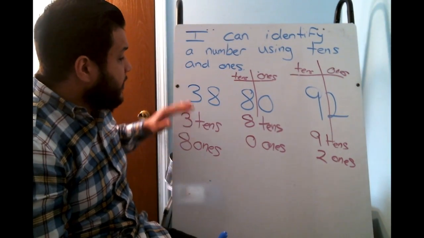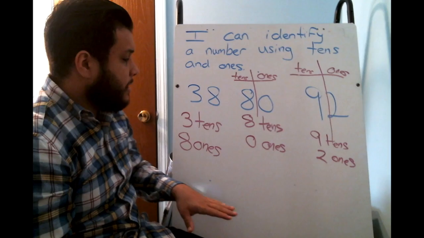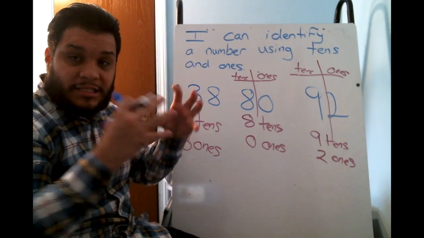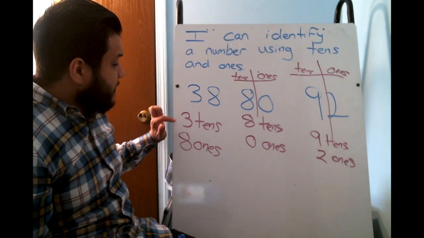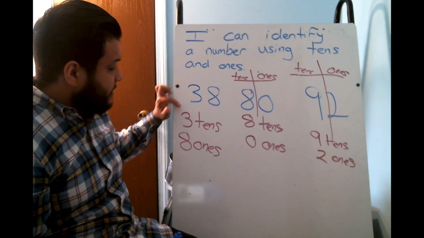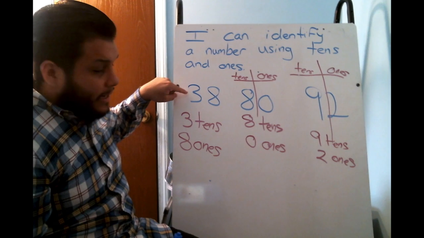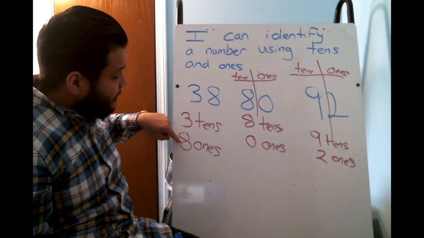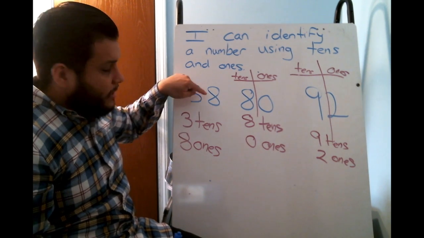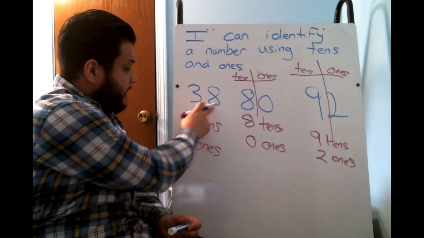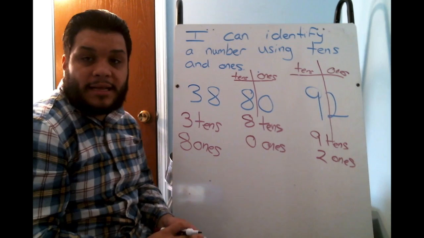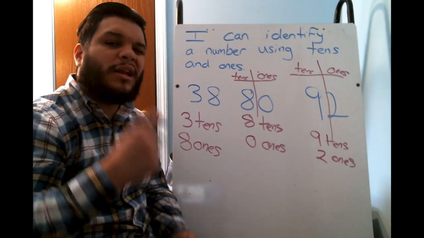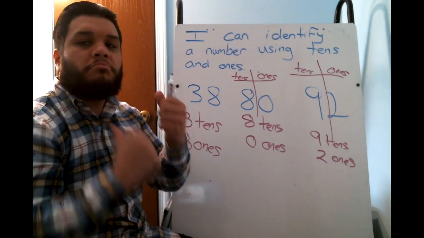If I were to look at all of these numbers and then look at how I expanded them or how I identified them, I would see that I have the same number of tens down here that I have up here, and the same number of ones down here as up here. 3 tens, the number 3 is in the tens place. 8 ones, the number 8 is in the ones place. But what if we were working backwards?